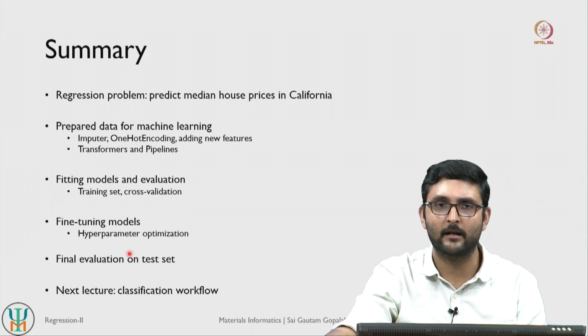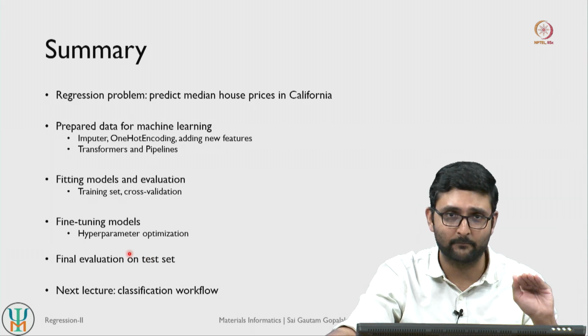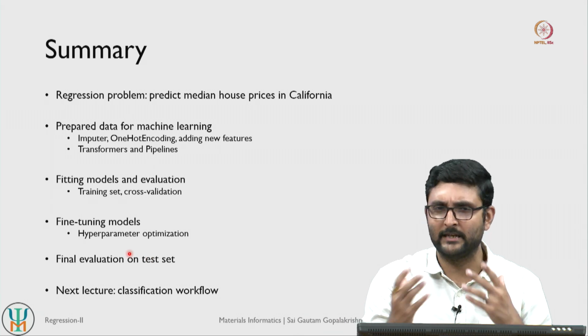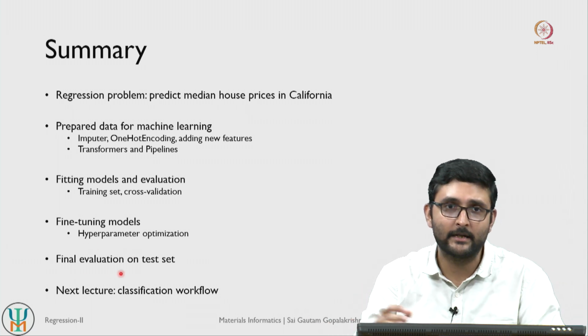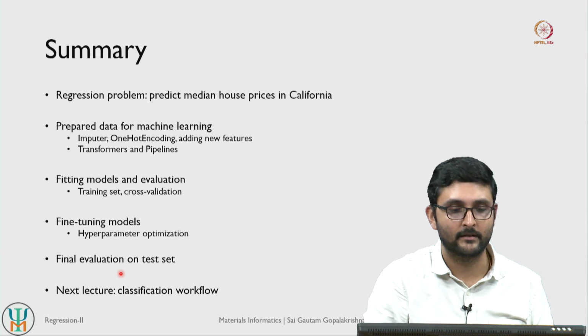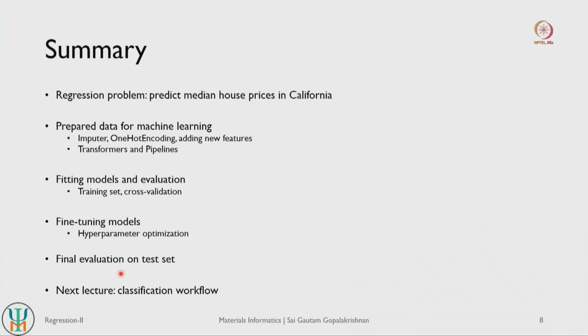Then we finally evaluated our model on the test set that the model has not seen at all, and we see that our best model performs equally well on both the training set as well as the test set. With this we have completed our regression workflow. In the next lecture we look at how typical workflows look for classification problems.